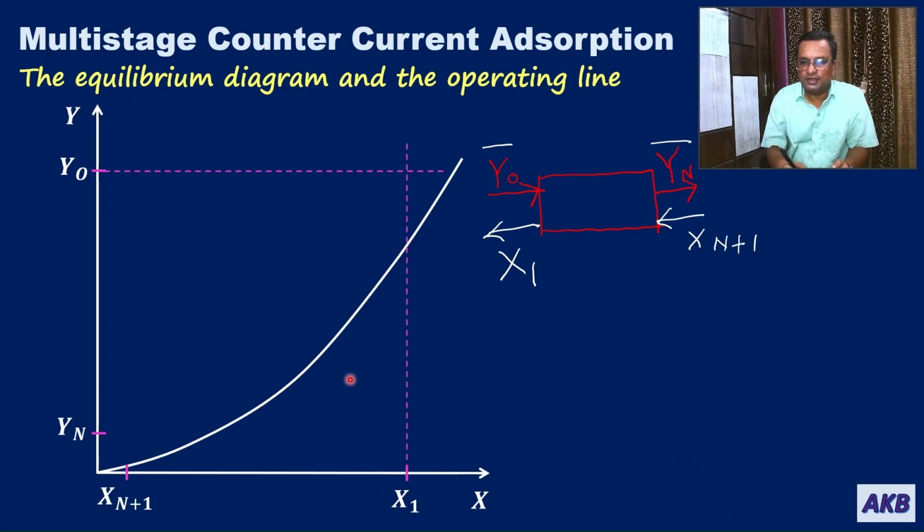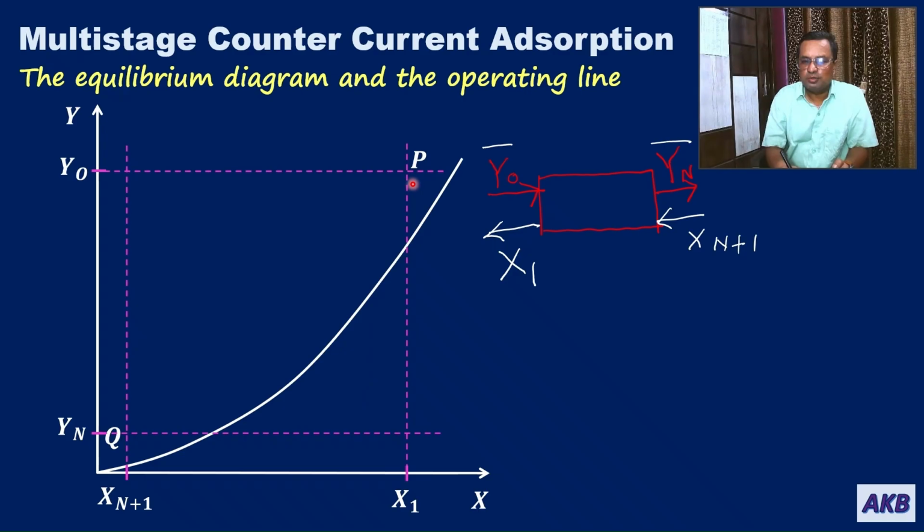Now let us look at 2 points. One is this point, which has coordinates of X1 and Y0, and there is another point which has coordinates of Xn plus 1 and Yn. So one point is this point, I am calling that point P, and the other point is this point, I am denoting that point by Q. It has coordinates of Xn plus 1, Yn. Point P has coordinates of X1, Y0. So in this way, we have located the 2 points.